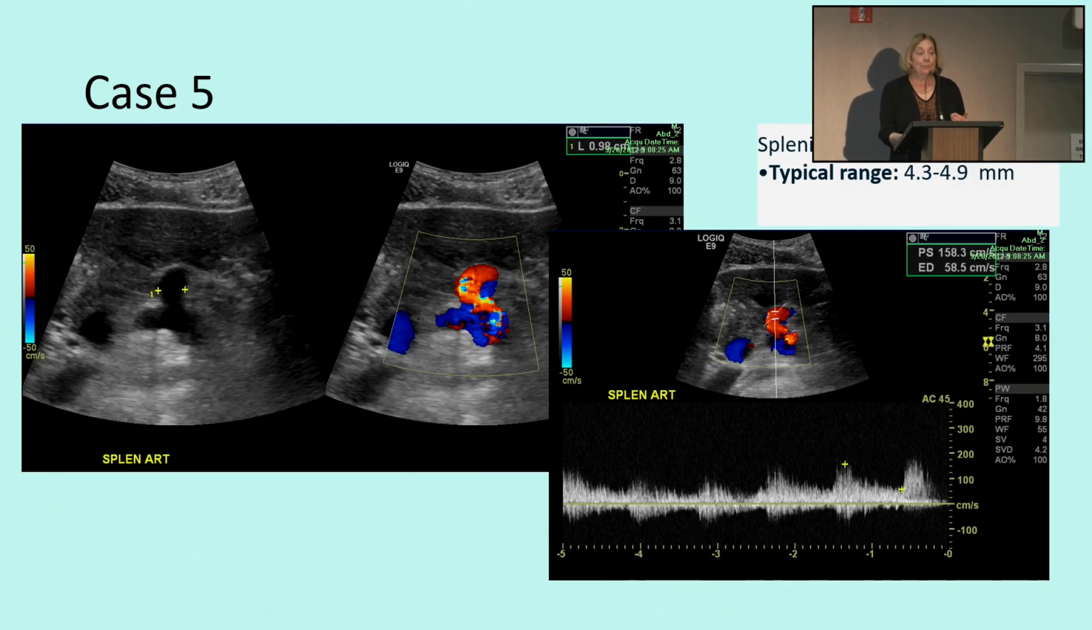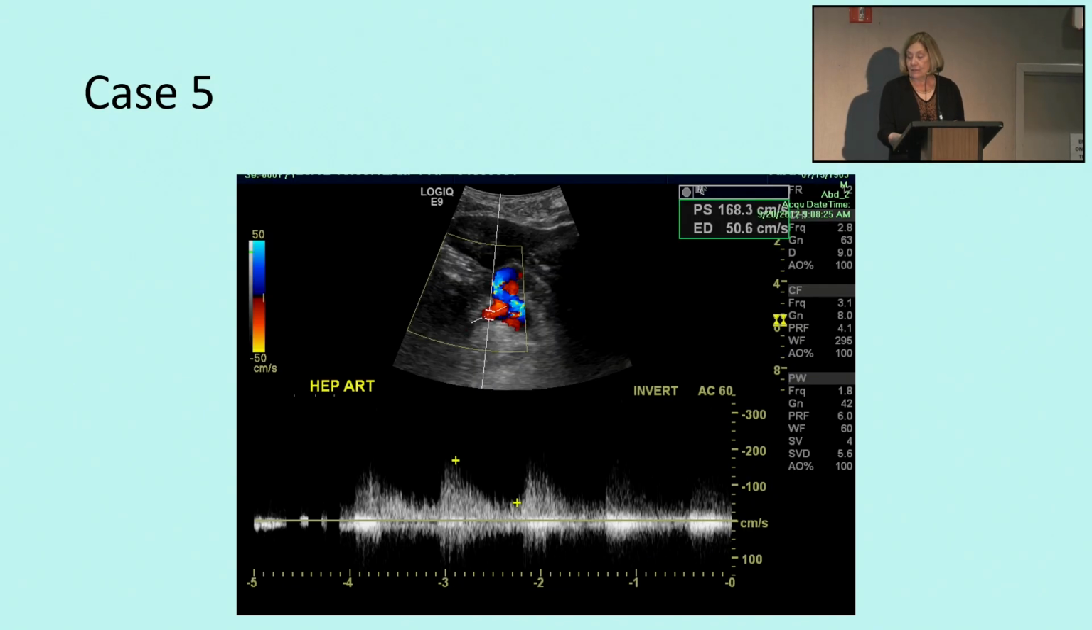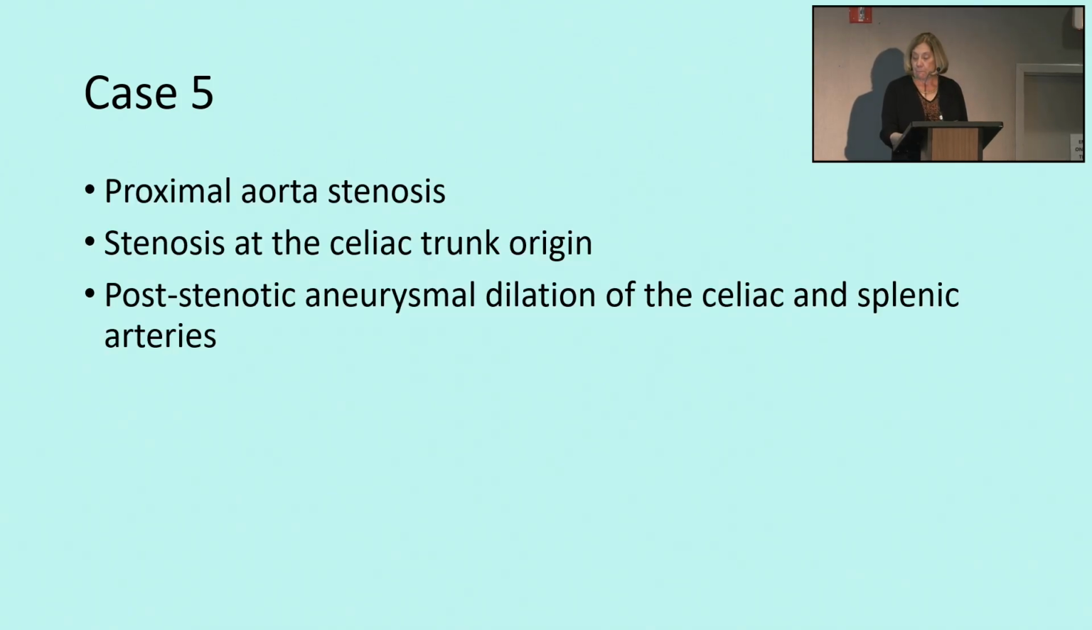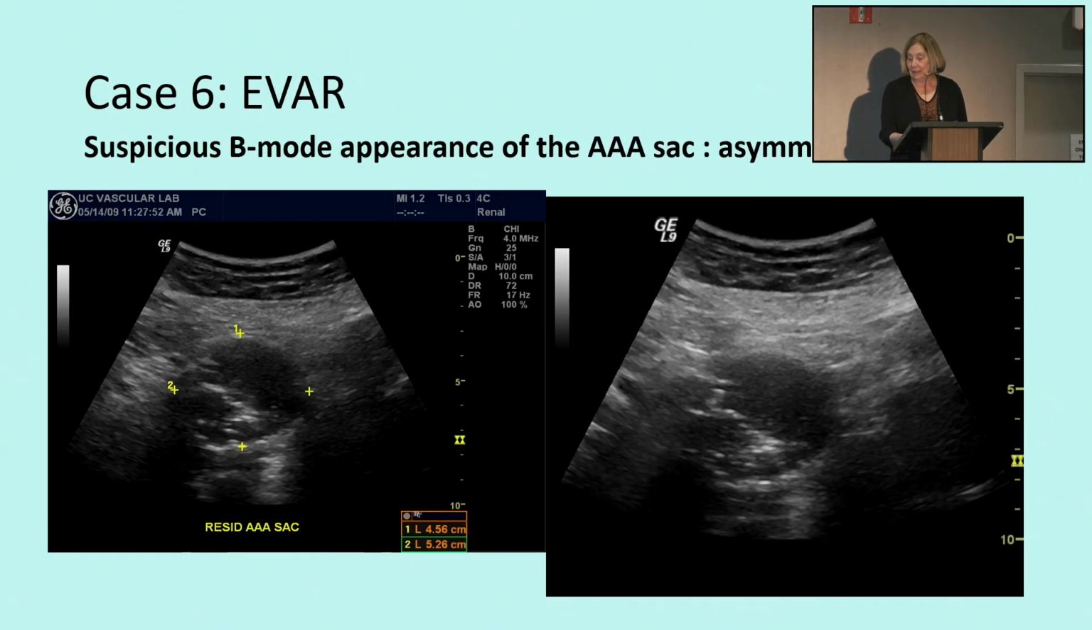So again, this one is dilated because there's the high jet and everything's stretching out, and the splenic gets involved as well. Here's the hepatic artery, which again shows the post-stenotic turbulence. So proximal aortic stenosis at the celiac trunk, and post-stenotic aneurysmal dilatation of the celiac and splenic arteries. Okay? So not your typical aneurysms, but again, we have to look.